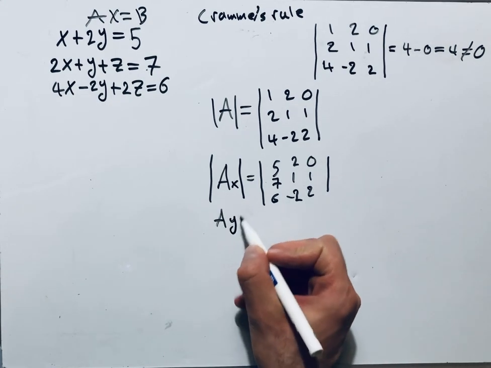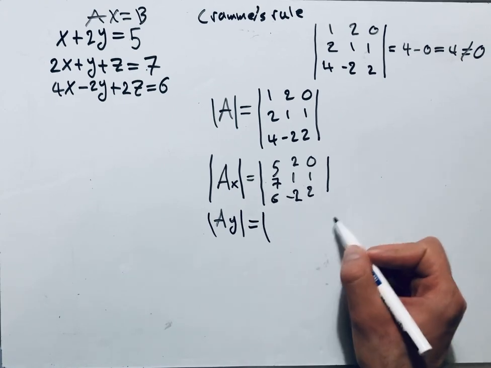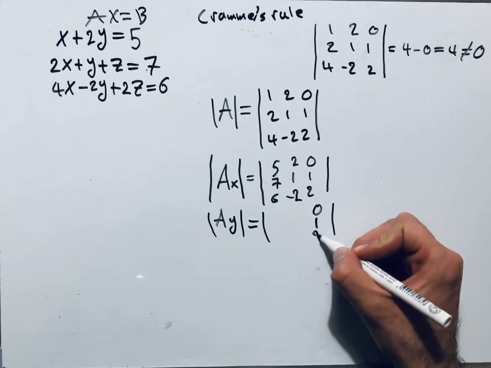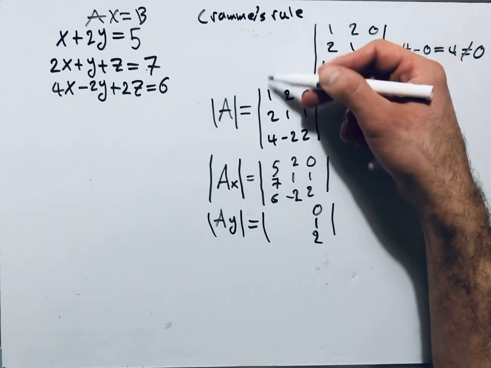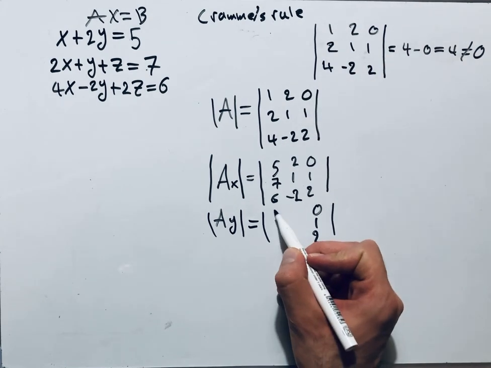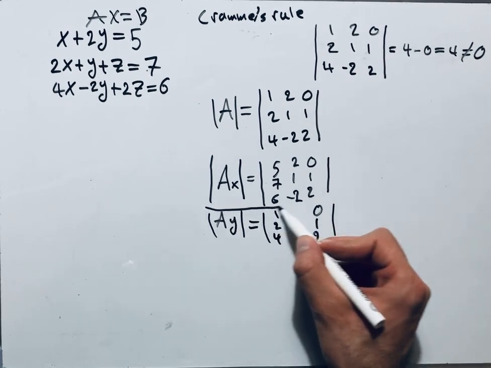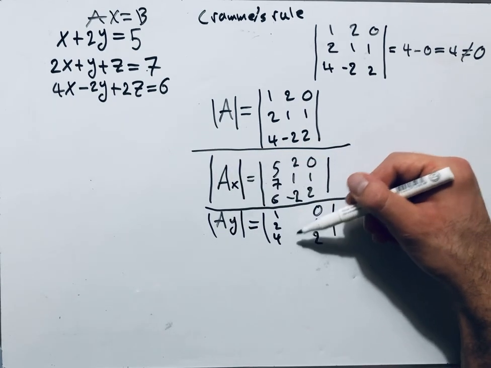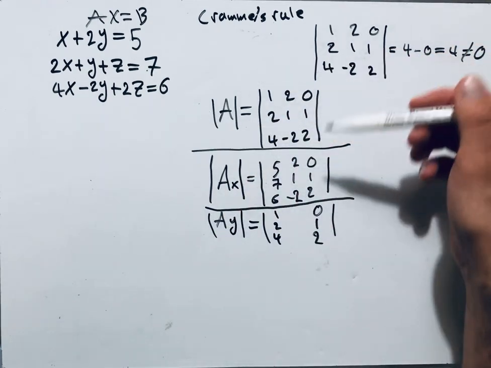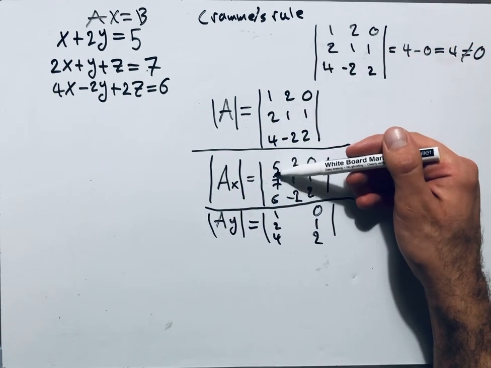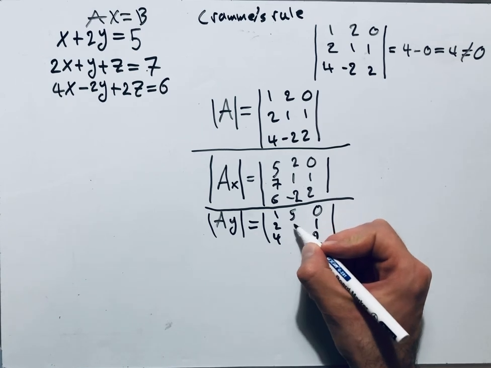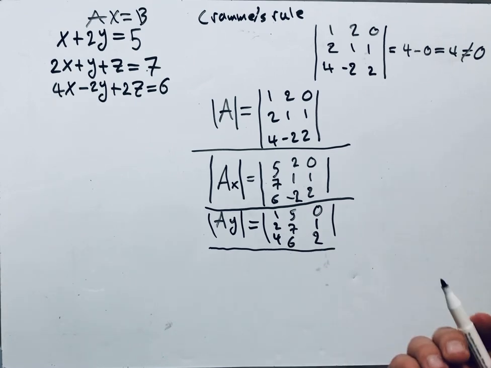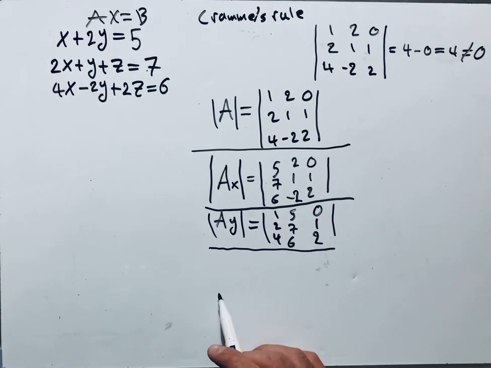And then, of course, we're going to have A sub y. Again, it's the original determinant: 0, 1, 2, so the same things in the x and z columns. So 1, 2, 4. Let's draw a line so that we don't mix it up. And then for the y part, you write the column that you used for x. This time you put it in y, so 5, 7, and 6.